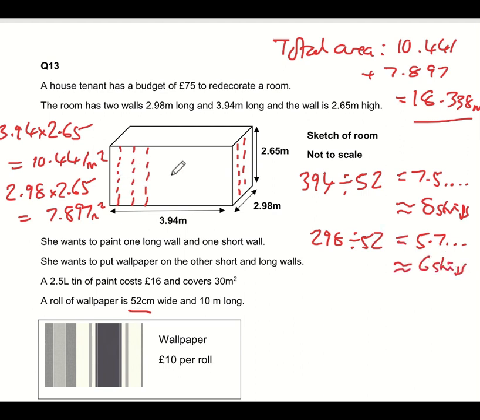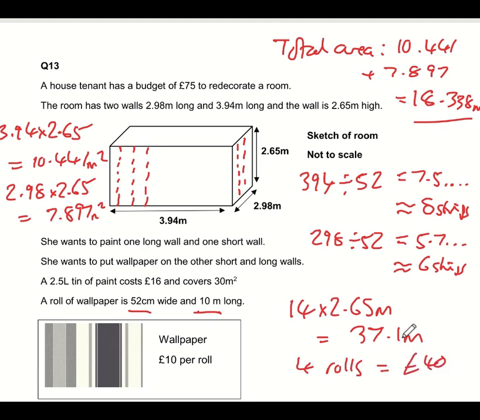Now each strip needs to be 2.65 meters tall. So we've got 14 strips in total. So we need 14 lots of 2.65 meters, and 14 multiplied by 2.65 is 37.1 meters. So we need 37.1 meters worth of wallpaper. A roll of wallpaper is 10 meters. So how many tens go into 37.1? Well, 3.7, but I think it's fairly obvious we're going to need 40 meters, so that is 4 rolls. So 4 rolls, £10 per roll, so that is going to be £40 for the wallpaper.